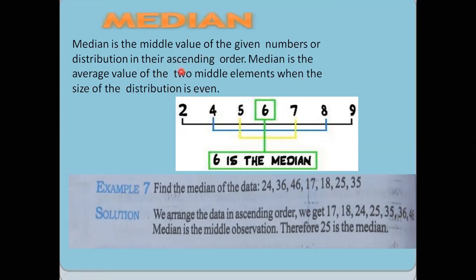So that is the median. See here: 2, 4, 5, 6, 7, 8, 9. In these numbers, what is the median? We can say 6 is in between, so you can say 6 is the median. Let us see with an example.